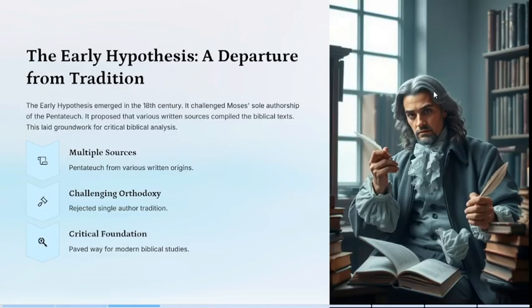Okay, the early source or the early hypothesis. It suggests that there may have been an early unified narrative that formed the basis for the J and E sources. Now, this early source could have provided the foundational story of Israel's origin and relationship with God. Then we have the fragmentary source or the fragmentary hypothesis.